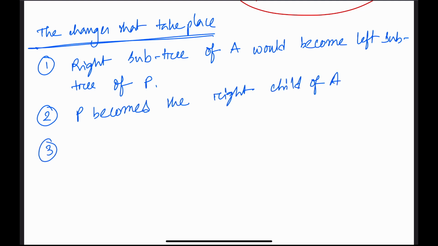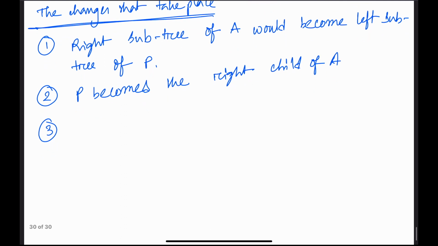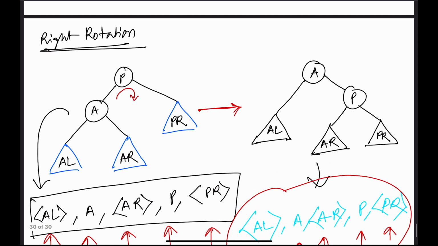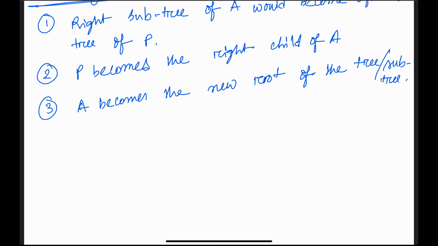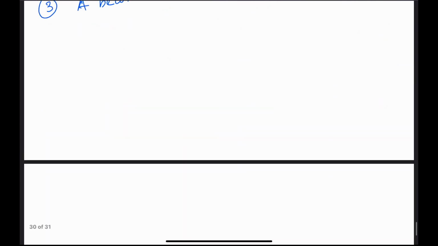And number three, A becomes the new root of that tree or subtree, because we will not be performing rotations on the root only, right? This could be here also. We will talk about it with an example, don't worry. Okay, so this is the right rotation. Let me give an example to you guys.